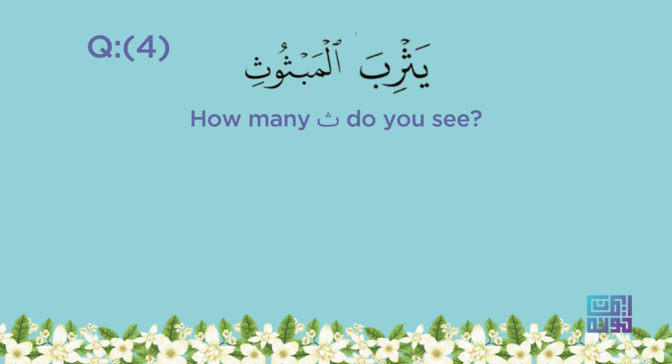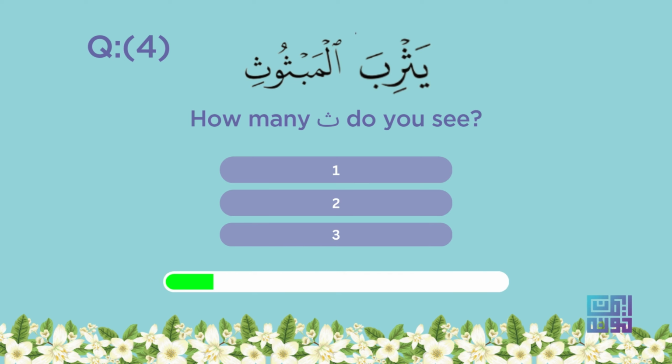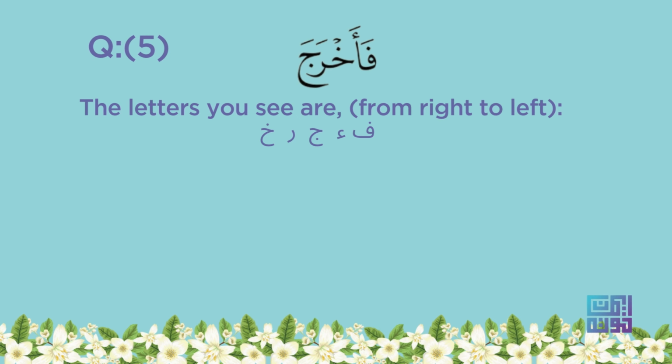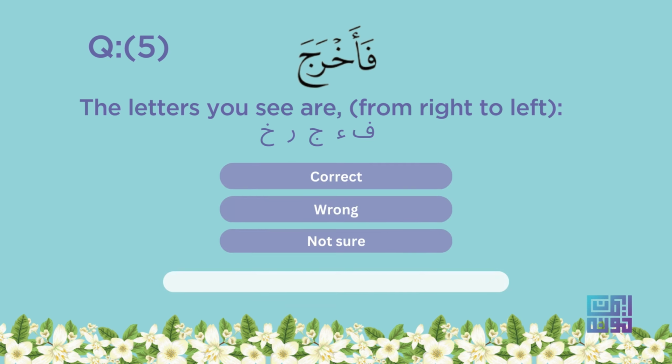How many letter tha do you see? 1, 2, or 3 times? Question number 5. The letters you see are from right to left: fa, hamza, jim, ra, kha. Is this correct, wrong, or you're not sure?